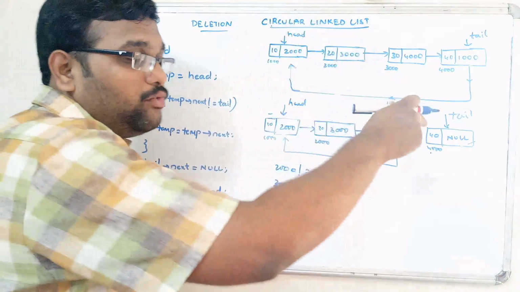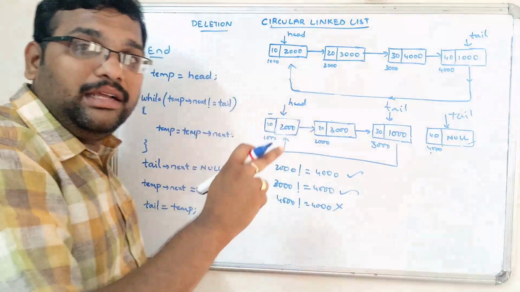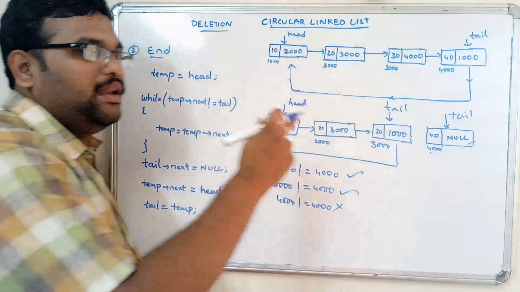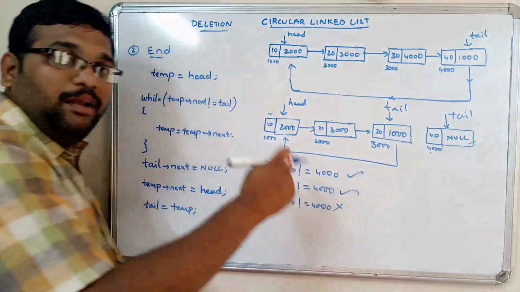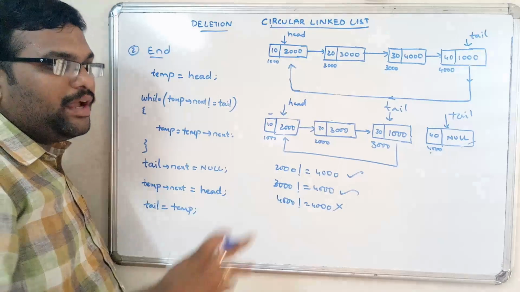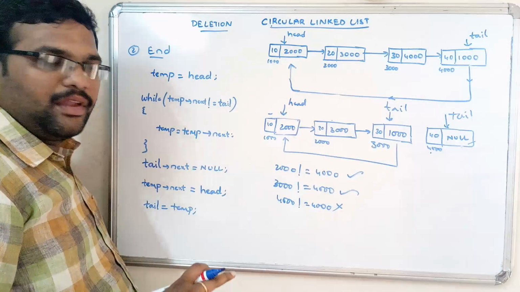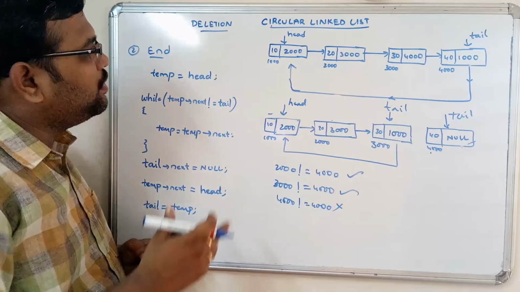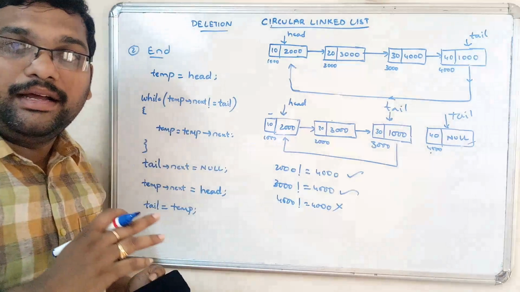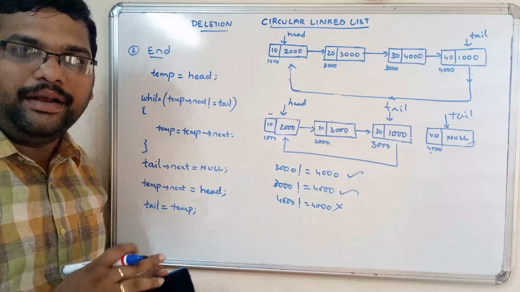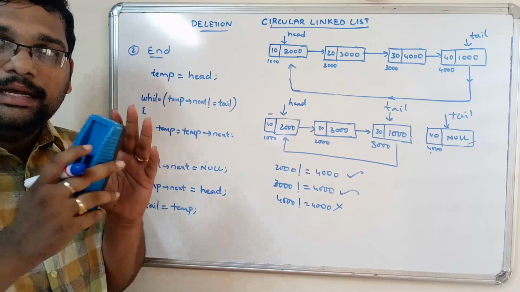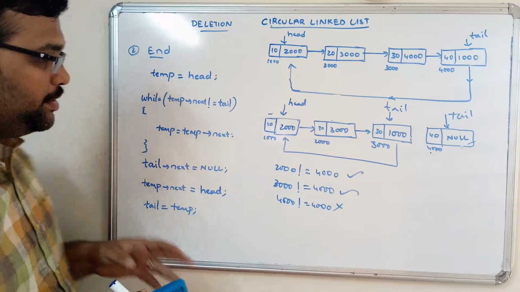So first we have to disconnect the last element, that link between the last element and the first element, and then we have to disconnect the link between the last but one element and the last element, and we have to move the tail, right? So this is a small code logic for deletion at the end position. Now we will go with the third one, that is how to delete an element from the specified position.